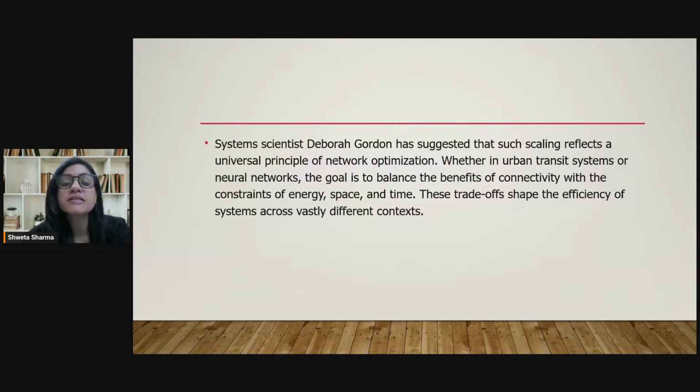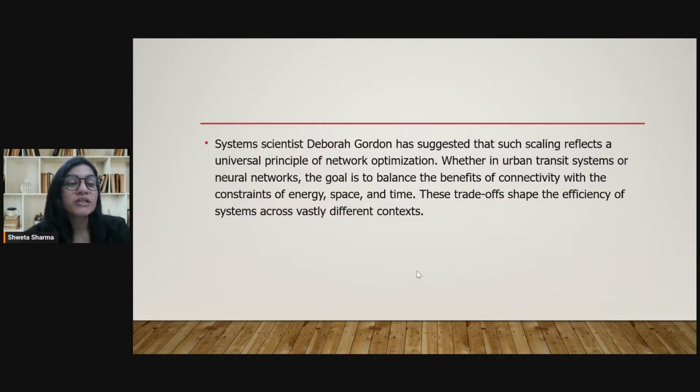Whether in urban transit systems or neural networks, the goal is to balance the benefits of connectivity with the constraints of energy, space, and time. These trade-offs shape the efficiency of systems across vastly different contexts.